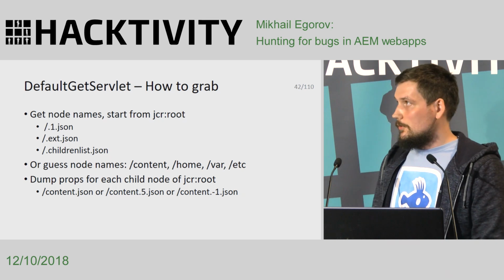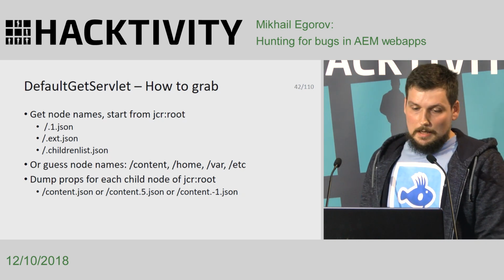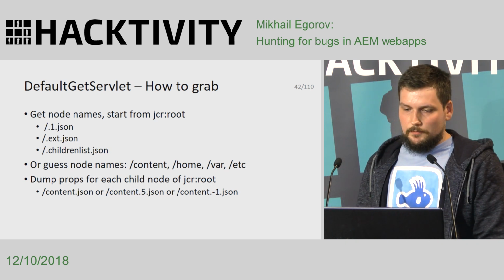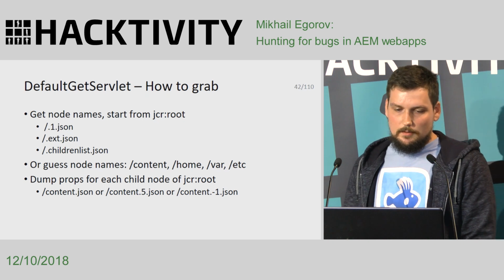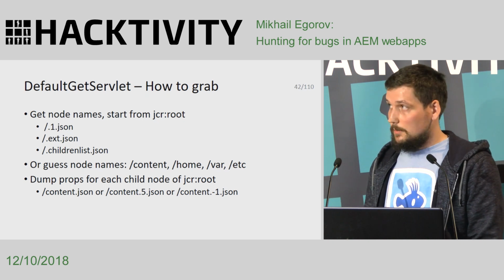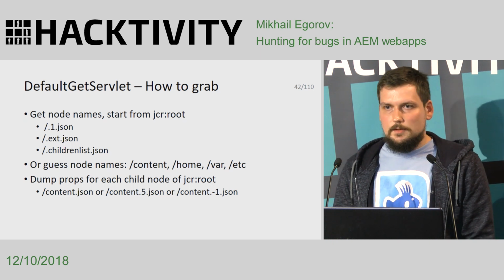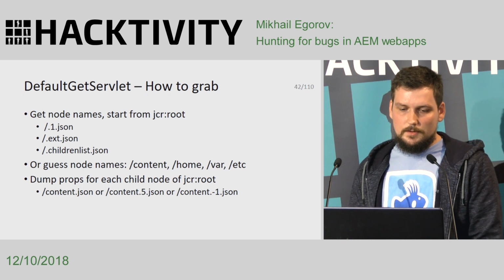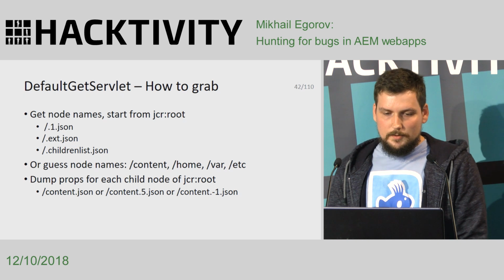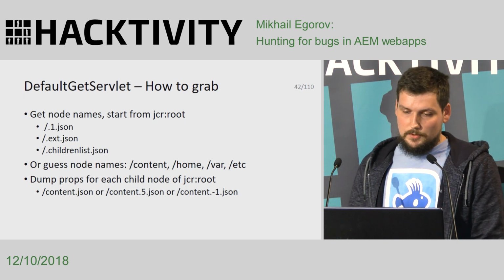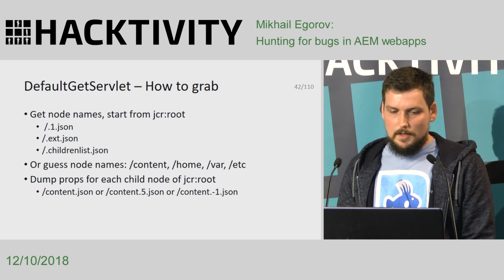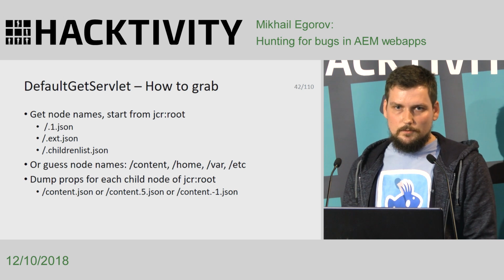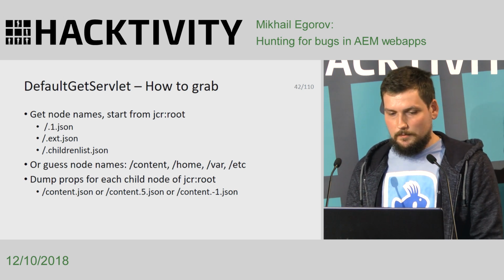Usually I use the following approach for grabbing data. On the first step, I get information about direct children of the root node, but in some cases, listing for the JCR root is prohibited. If so, I try to guess valid node names. Common names are content, etc, var, and home. On the second step, I start to traverse the JCR and dump node properties. When the depth selector is allowed, we can get the whole subtree of the JCR in one GET request. That's very convenient.